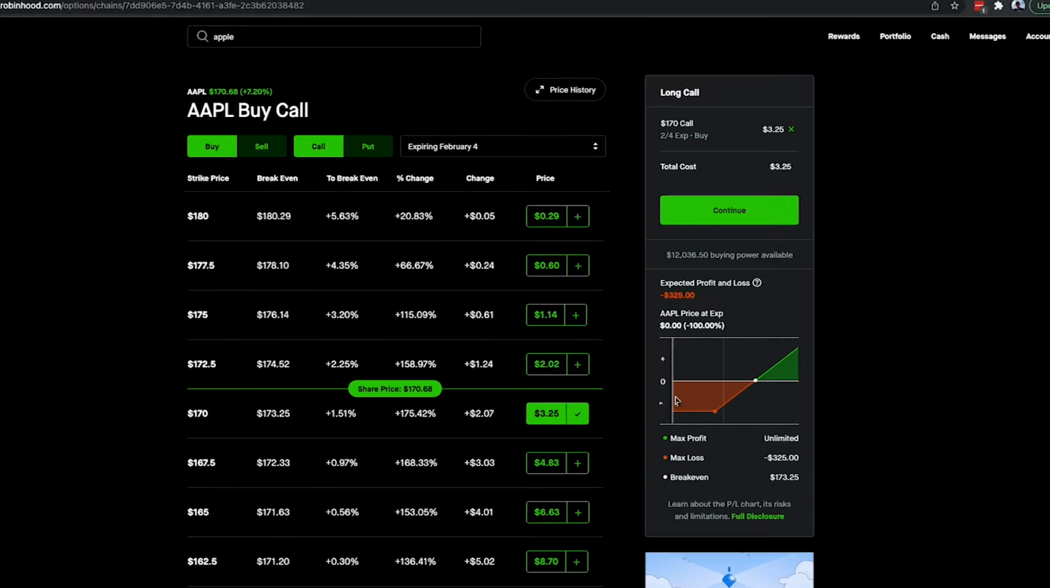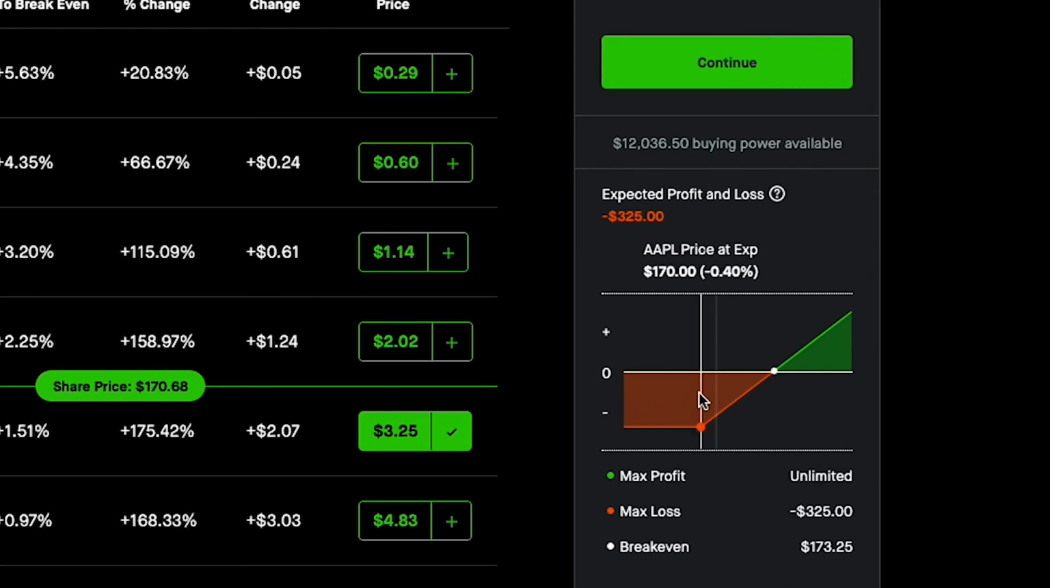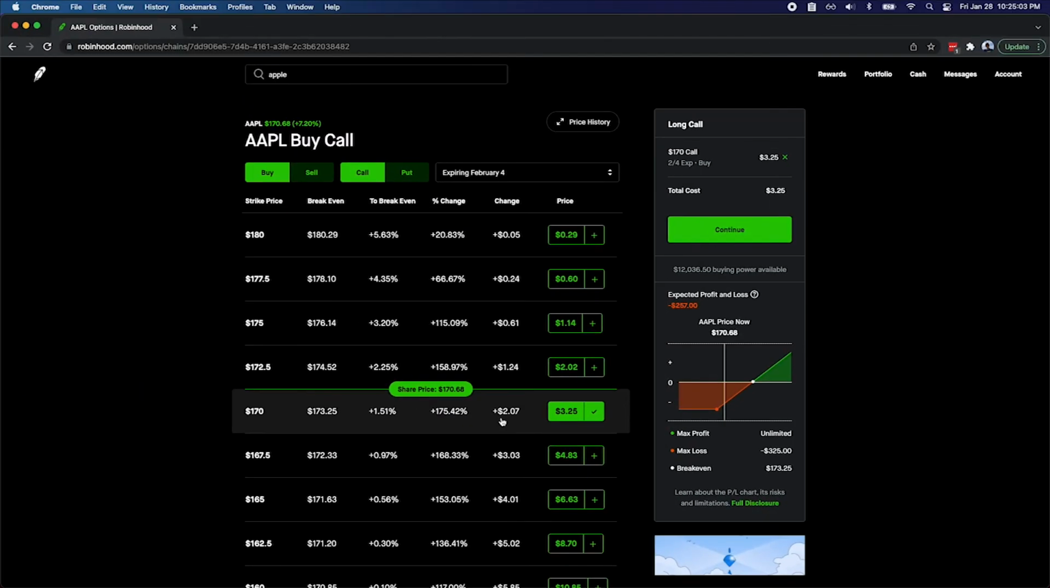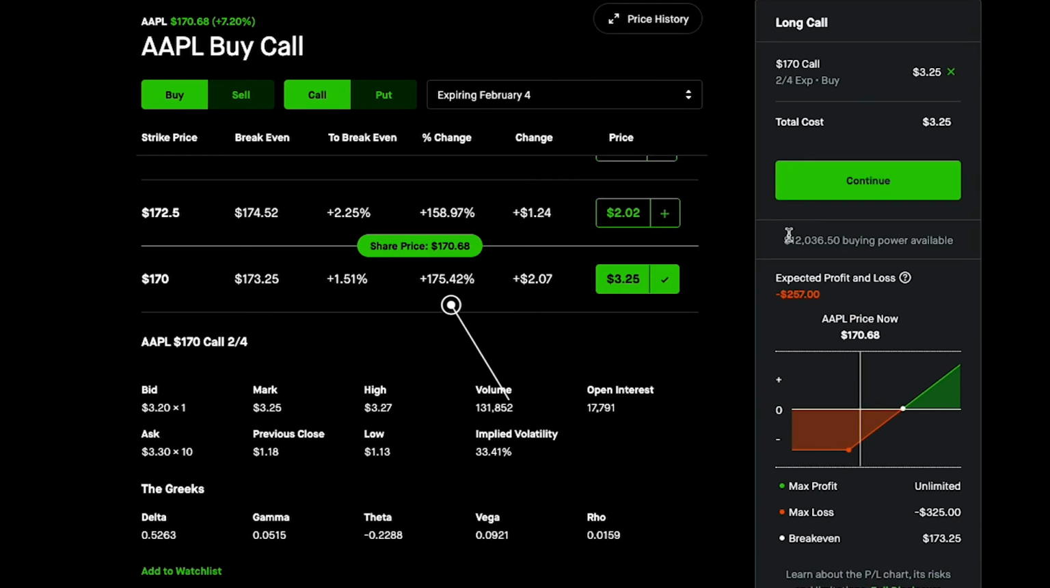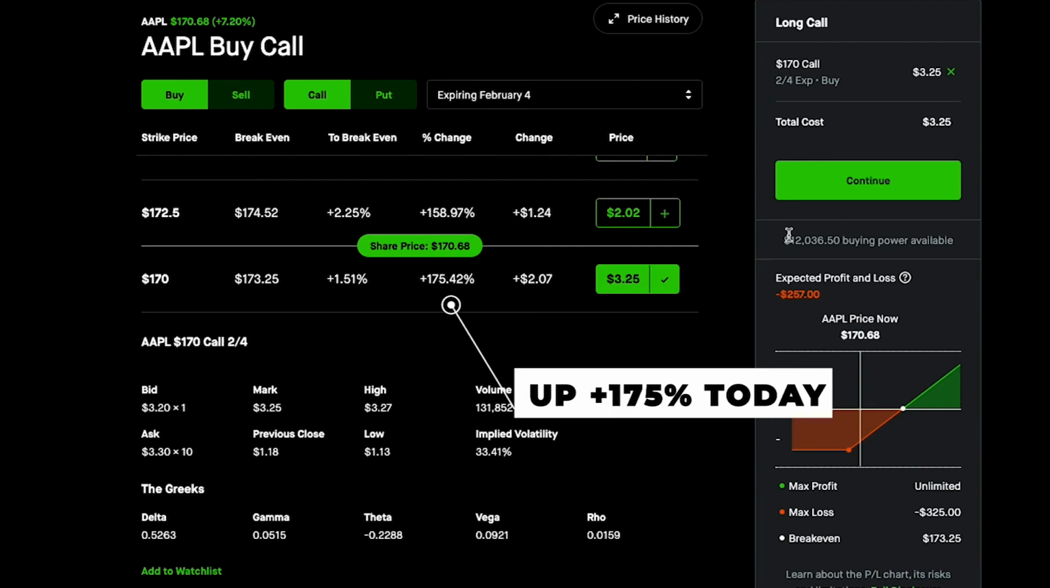On the right, you will see a profit and loss chart. As you can see, since we're paying $3.25 per share for this contract, our break-even price is $173.25, which means we make profit once Apple crosses 173.25, or gains 1.63%. Since you wouldn't be exercising this contract, the break-even price doesn't really matter. But what matters is the percentage change column.